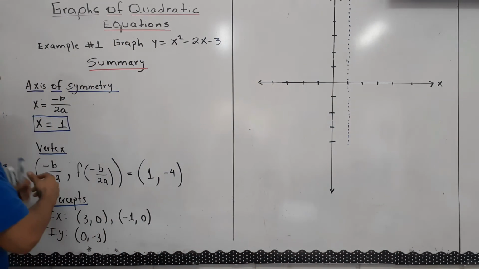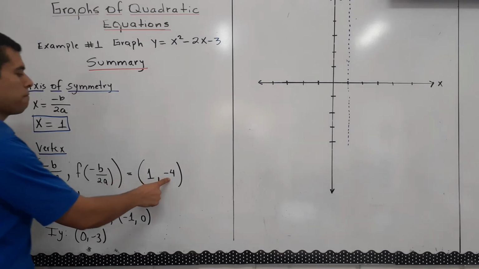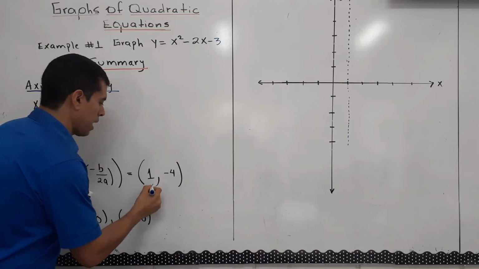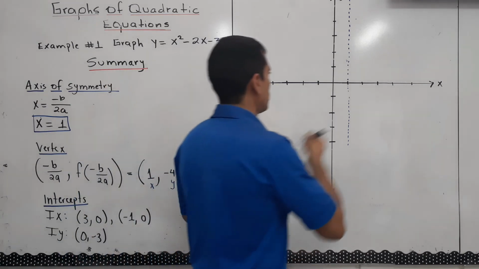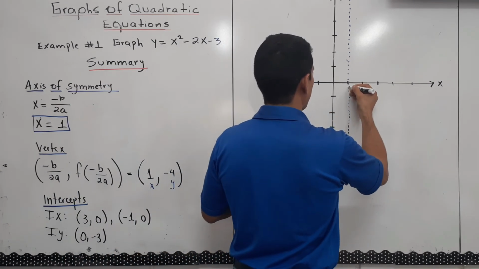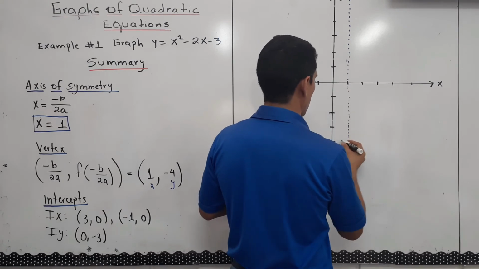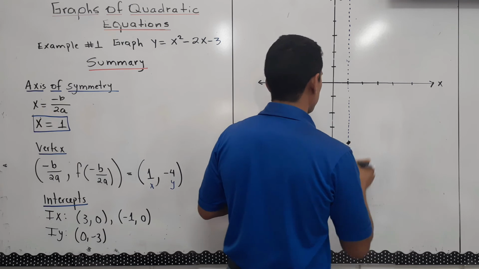Then we are going to graph our vertex that comes from (1, -4). Okay, 1, remember this is x and this is y. So 1 all the way to -4. So 1, 2, 3, 4. So our vertex is going to be right here.